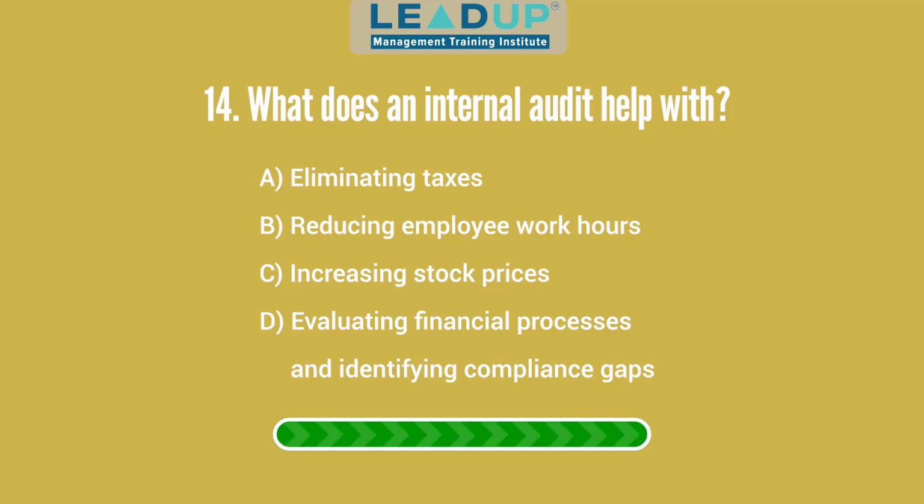Question 14. What does an internal audit help with? A. Eliminating taxes. B. Reducing employee work hours. C. Increasing stock prices. And D. Evaluating financial processes and identifying compliance gaps. Answer: evaluating financial processes and identifying compliance gaps.